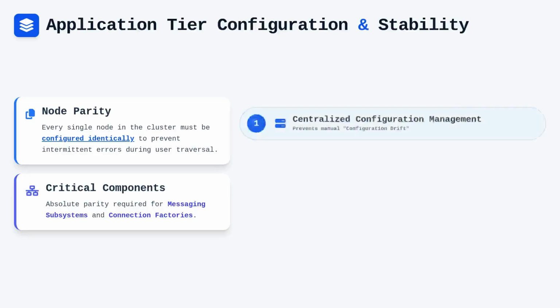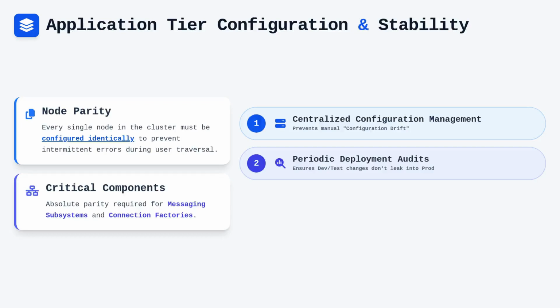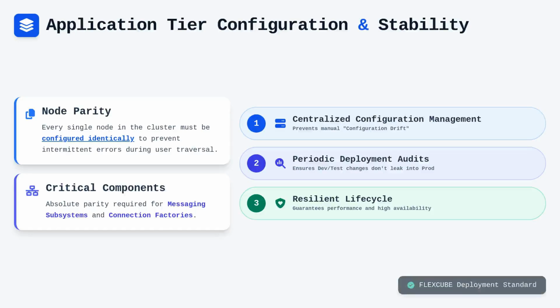We use centralized configuration management where possible to avoid the configuration drift that often accompanies manual updates to a large cluster. Periodic audits of these deployments are recommended to ensure that no stray configuration changes have been made in a development or testing environment that could inadvertently find their way into a production high-availability cluster. This systematic approach is the only way to ensure that the system remains both performant and resilient throughout its lifecycle.